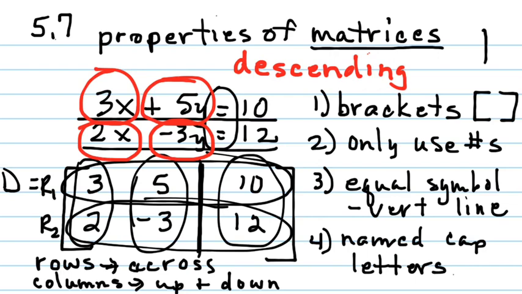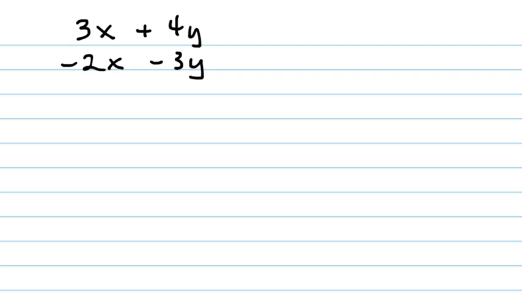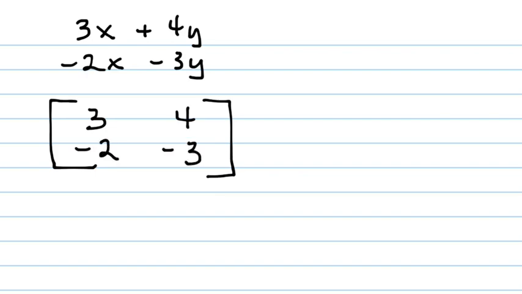Okay? Well, when you have matrices, we can actually do mathematics with them. Just like with any other numbers, we can do some mathematics with them. So let's say we have 3x plus 4y, and then we have negative 2x minus 3y. Okay? So I can write this in matrix form. Notice that if I want to make it as a matrix, just close it in brackets, special kind of parentheses. And then I just put in the numbers.